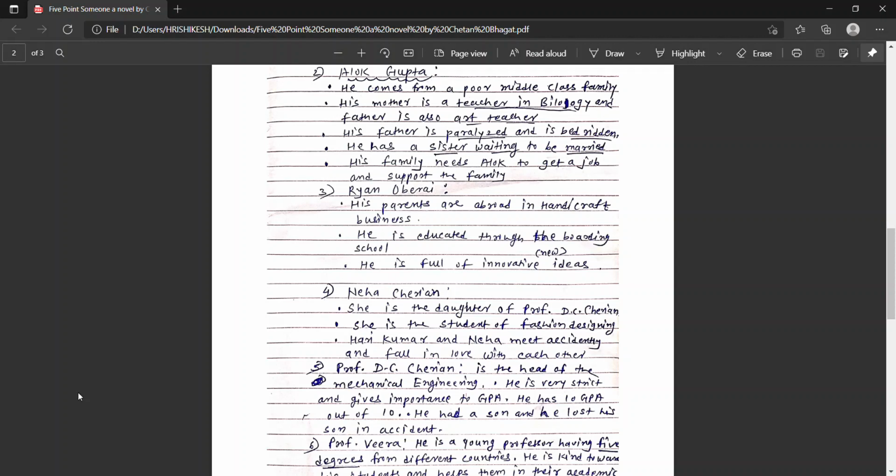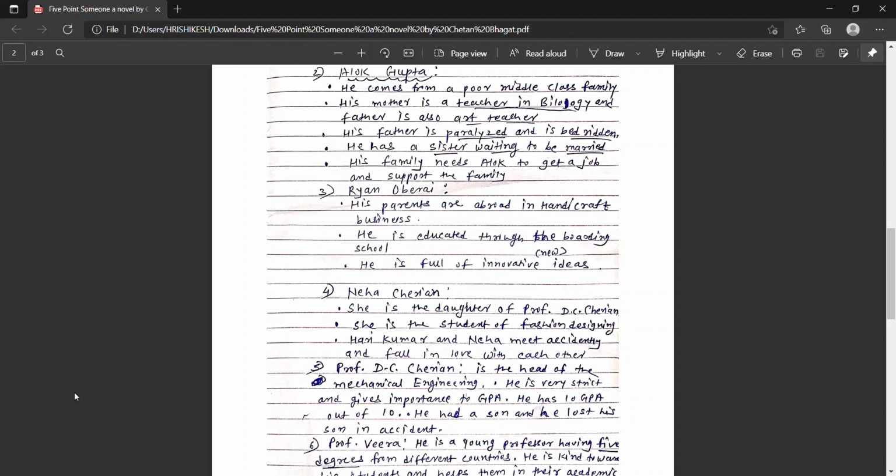Harikumar and Neha meet accidentally and fall in love with each other. So there is a love between Neha Cherian, who is the daughter of Professor D.C. Cherian, and Harikumar, who is the hero of the novel, in love with Neha Cherian.